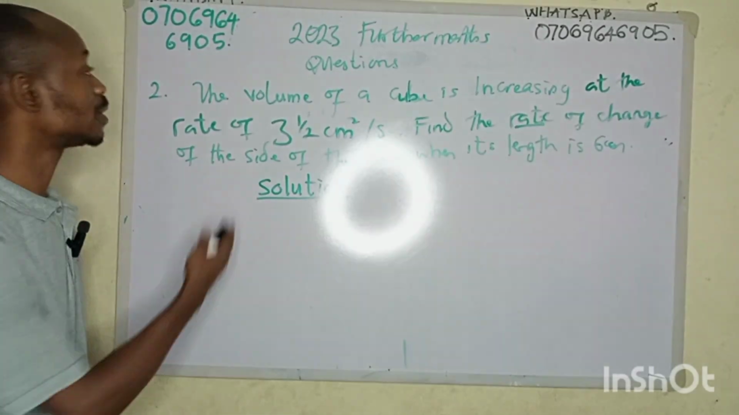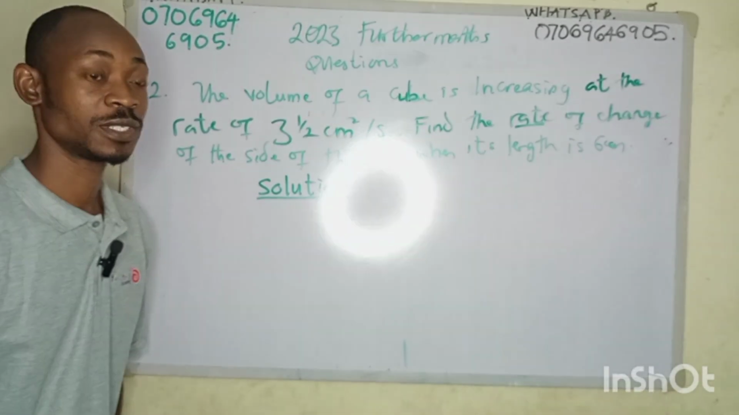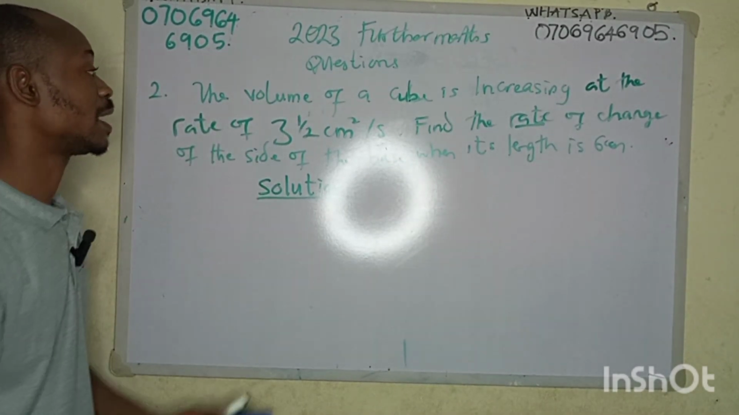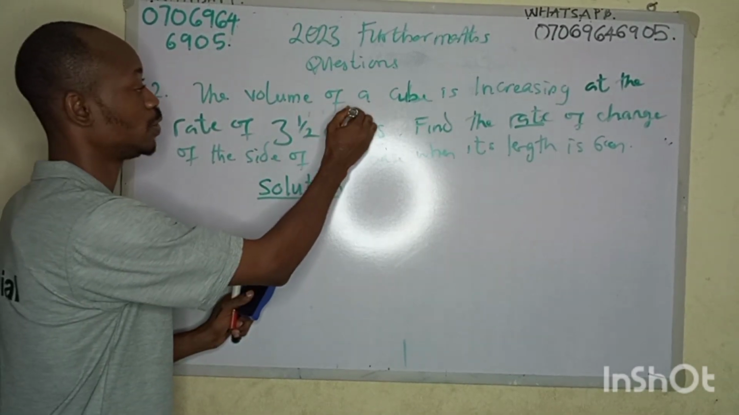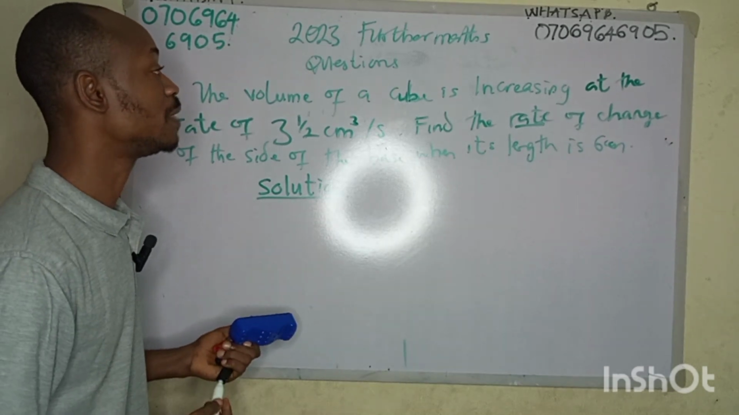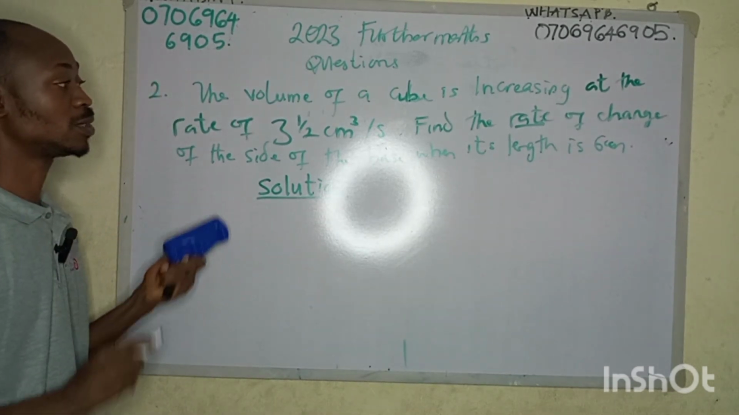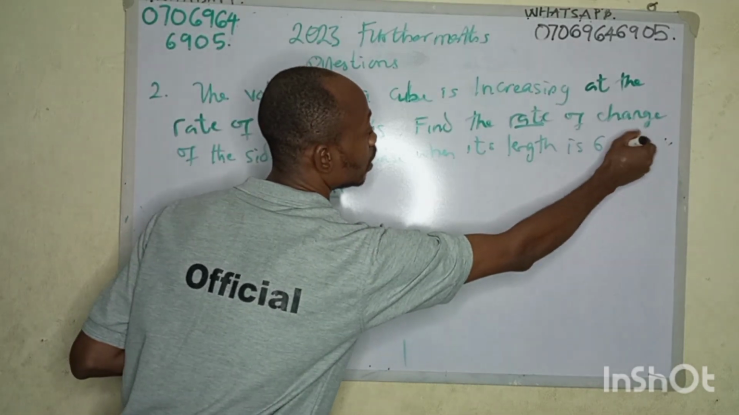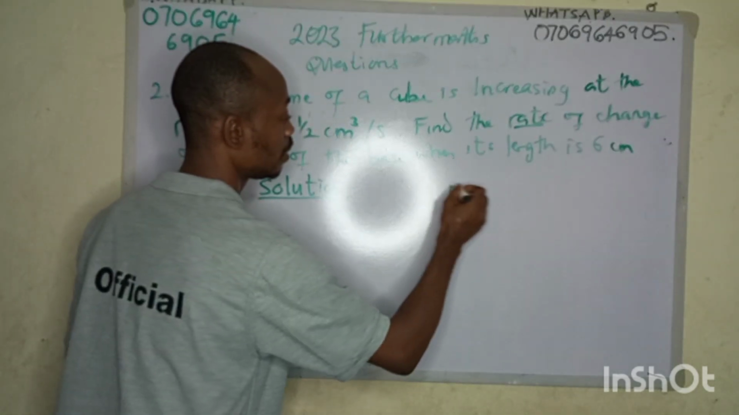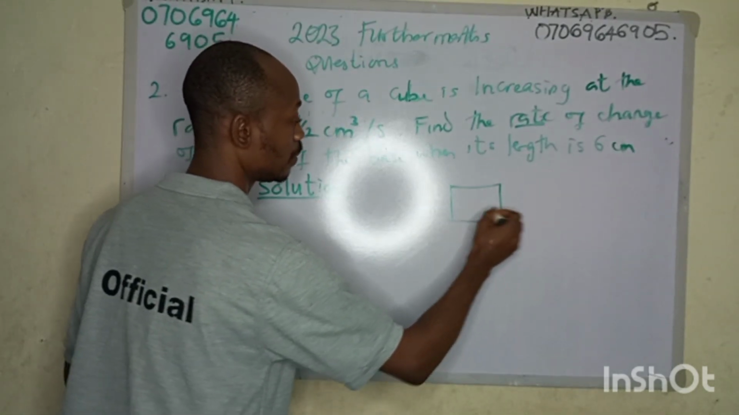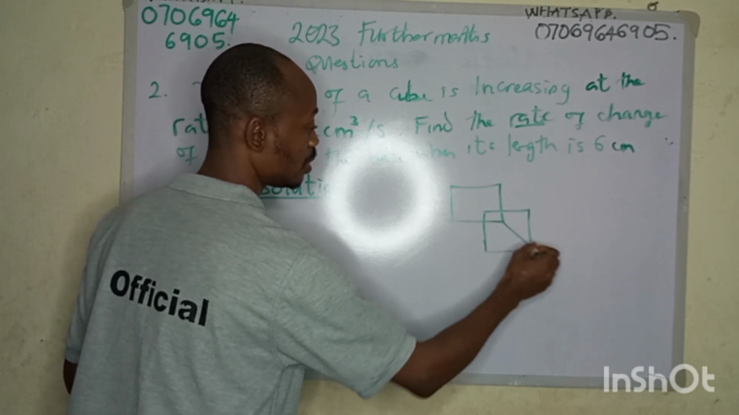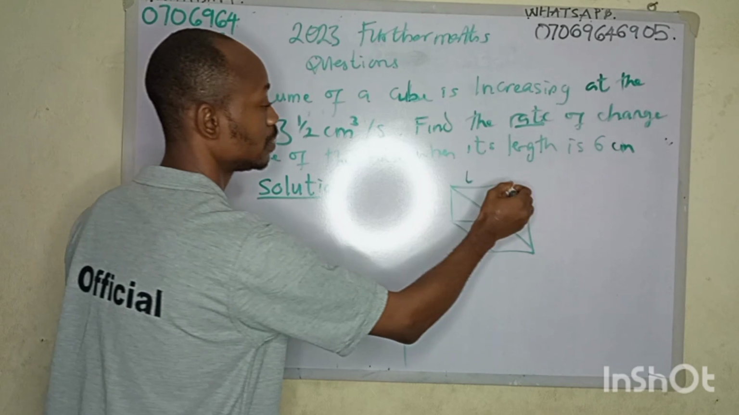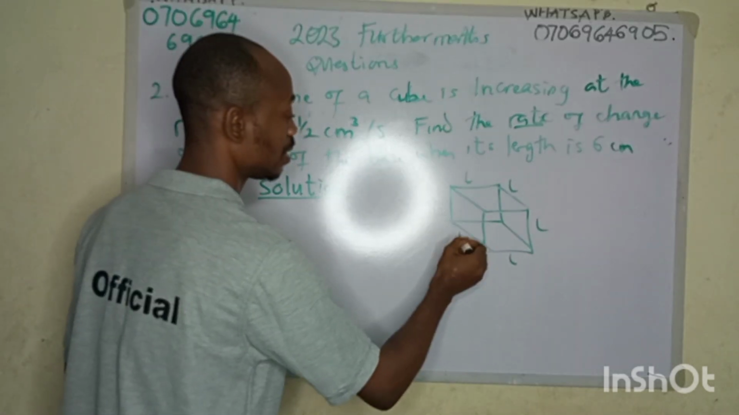Alright guys, this is number 2 of the 2023 further math questions. The volume of a cube is increasing at the rate of 3.5 centimeters cubed per second. Find the rate of change of the side of the base when its length is 6 centimeters. So we're talking about a cube here. We know that a cube is made up of lengths that are all the same measure.